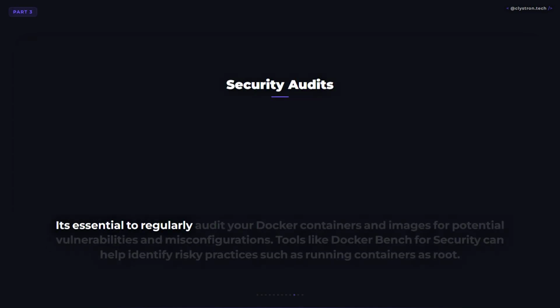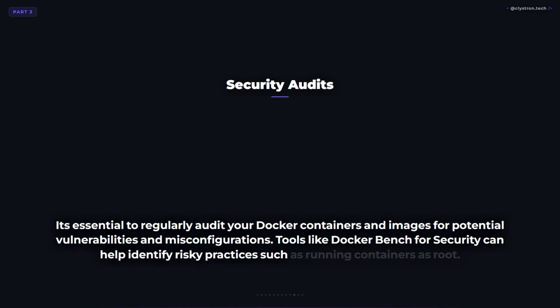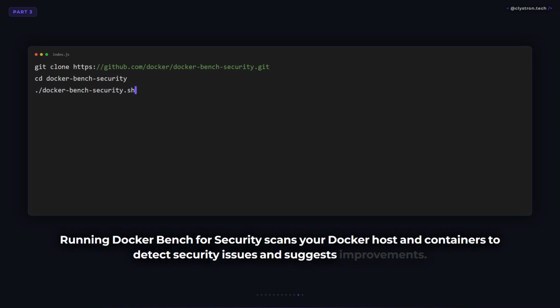It's essential to regularly audit your Docker containers and images for potential vulnerabilities and misconfigurations. Tools like Docker Bench for Security can help identify risky practices such as running containers as root. Running Docker Bench for Security scans your Docker host and containers to detect security issues and suggests improvements.